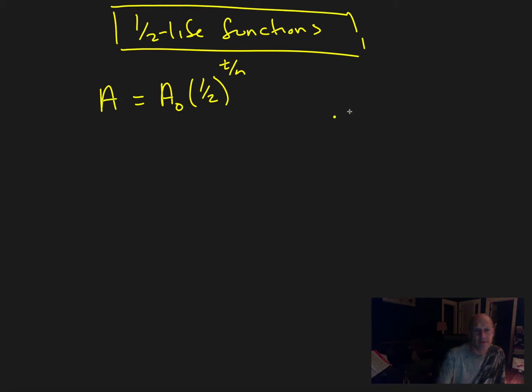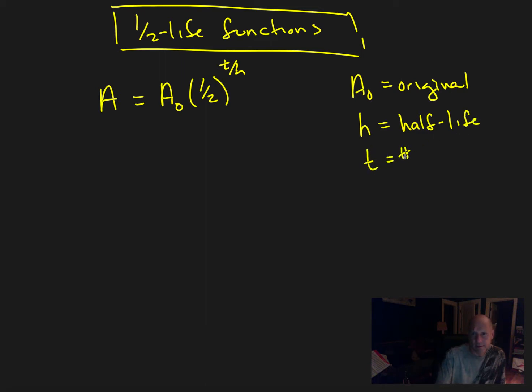And the equation is given like this, where a sub 0 equals my original amount, h is the half-life, like how many years, and t is the number of years this thing is in existence. So for instance, we know that carbon-14 has a half-life of 5,730 years.